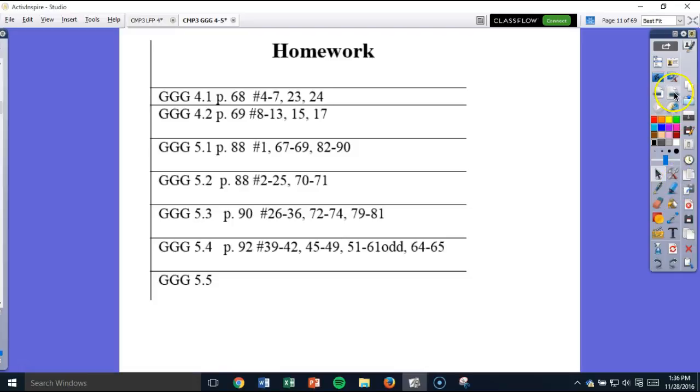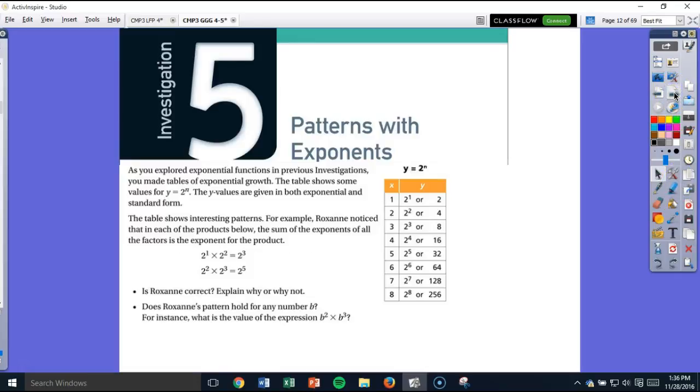As we get going in Investigation 5, and we take a look on page 76 of your textbook, we're going to be getting into patterns with exponents. We made a table when we were working in Investigation 2 that involved having the growth factor of 2 and filling it into different exponents of n. Well, our table begins to show patterns, and that's what we're looking for right now.